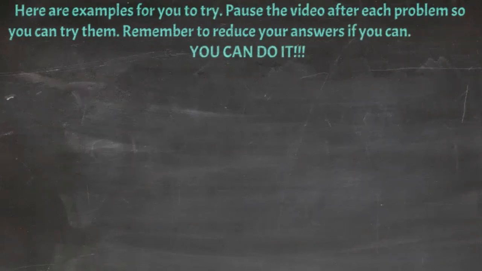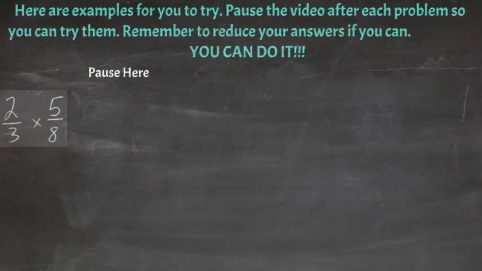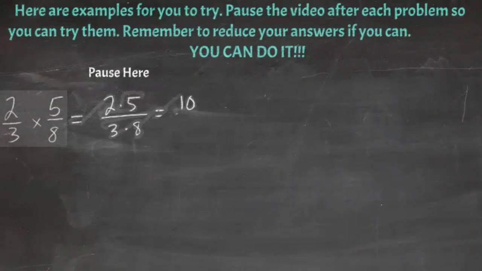You can do it. First one we'll try is 2/3 times 5/8, and that's equal to, this is a good place to pause, equal to 2 times 5 over 3 times 8, and that's equal to 10 over 24.